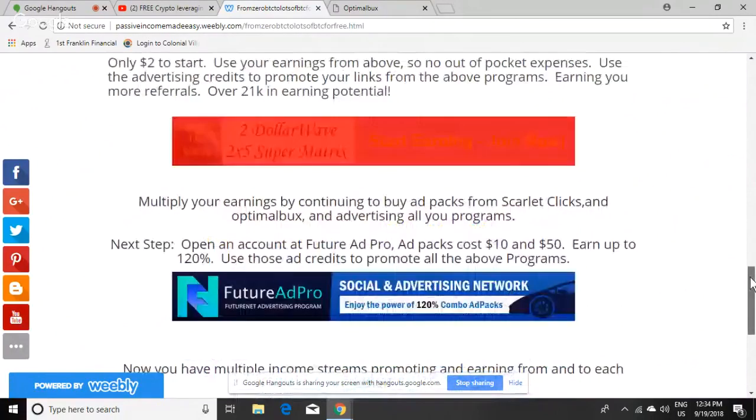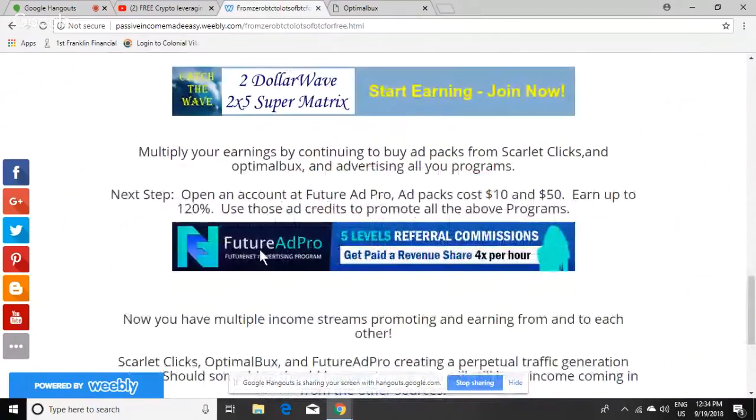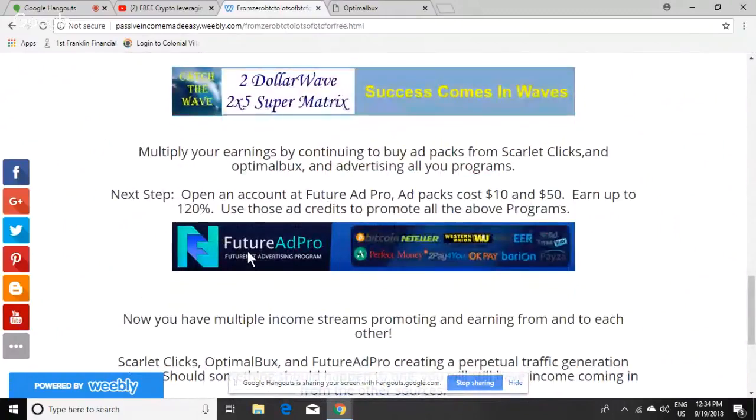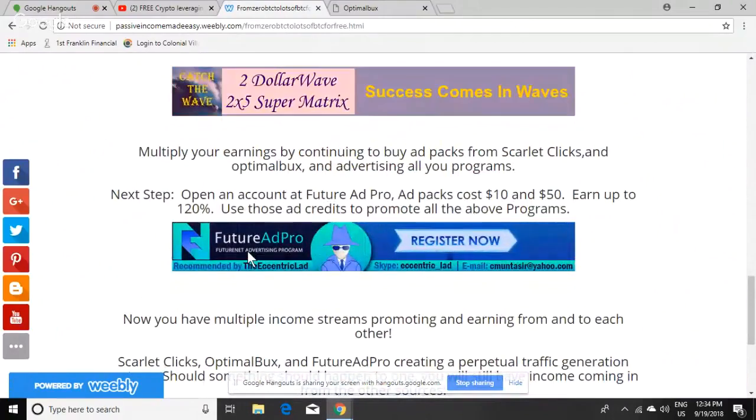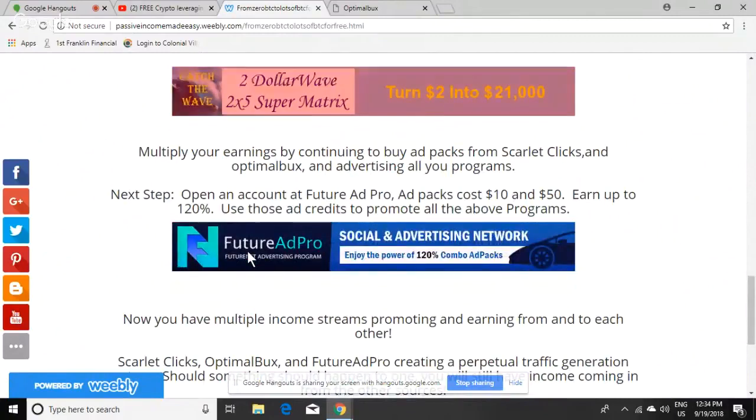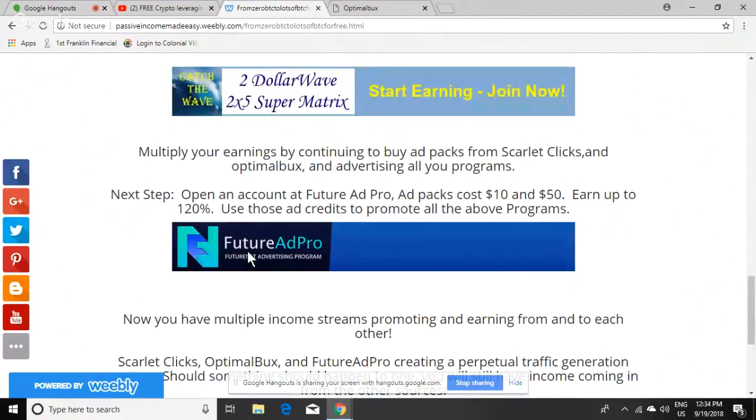And then I have another revenue share, Future Ad Pro, here as well. And there's a dozen other revenue shares out there that I'm looking at, but I don't want to spread myself too thin. So right now I'm concentrating on these three.